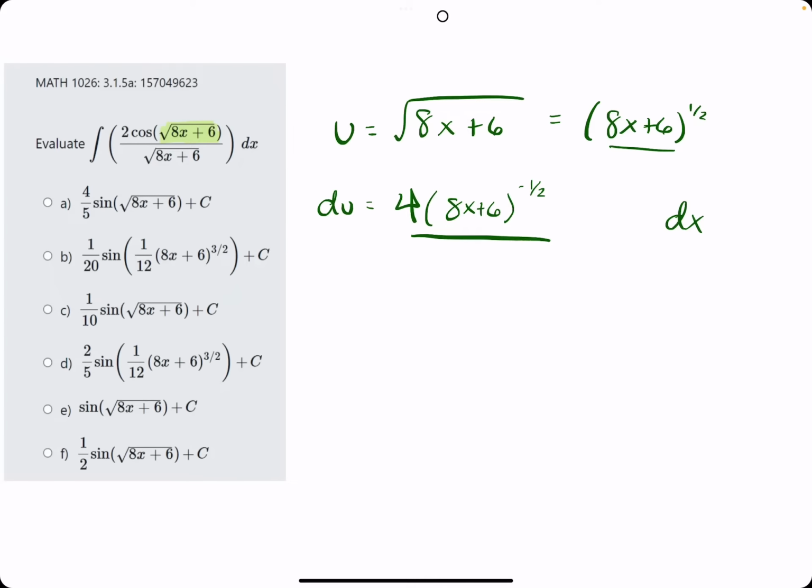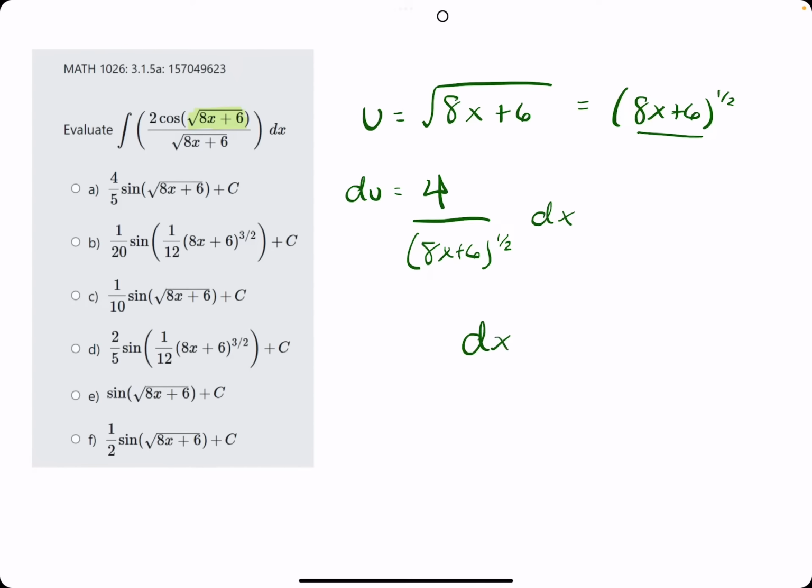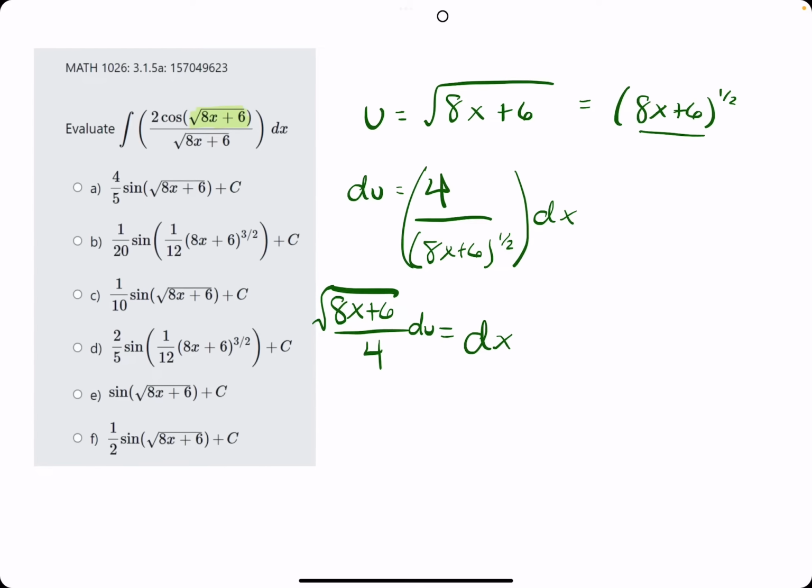And I might go ahead and rewrite this term that's raised to the negative 1/2. I'm going to write it in the denominator, raised to the positive 1/2. And now we want to solve for dx. So we're going to get dx by itself by multiplying by the reciprocal of this fraction. So I'm just going to throw 8x plus 6 to the 1/2 over 4. And then this is times du. Now, one more thing I might do before I make substitutions is rewrite 8x plus 6 to the 1/2 as the square root of 8x plus 6. So basically rewrite it back in the form of the square root.